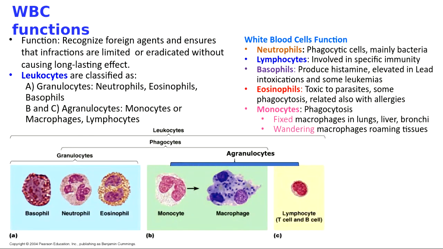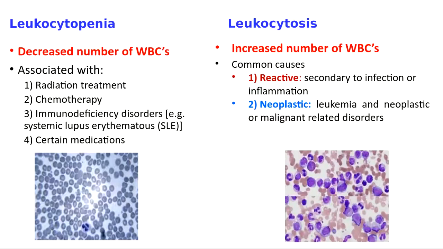Eosinophils, they are very toxic to parasites, so they will be elevated in parasitic infections. They will try to engulf those parasites and get rid of them. And they are also related in allergic reactions. So in allergies, we will have elevated eosinophils.